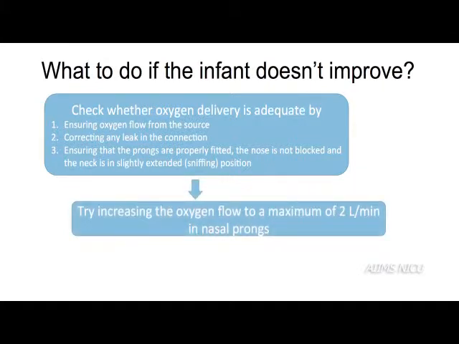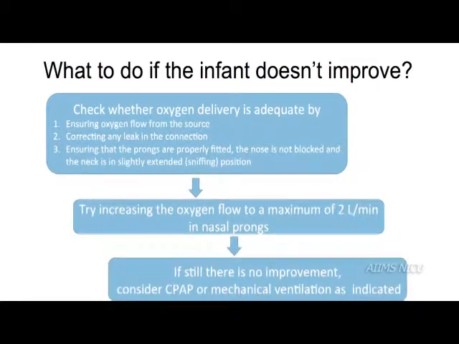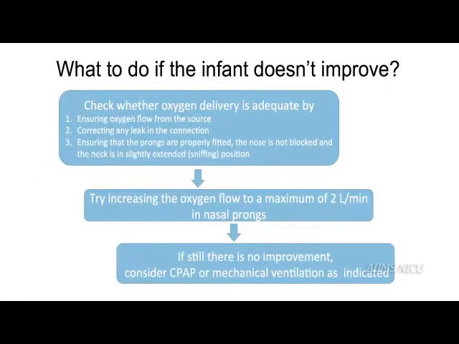If the baby still doesn't improve, then try increasing the oxygen flow to a maximum of 2 liters per minute in nasal prongs. Still, if there is no improvement, then consider CPAP or mechanical ventilation as indicated.